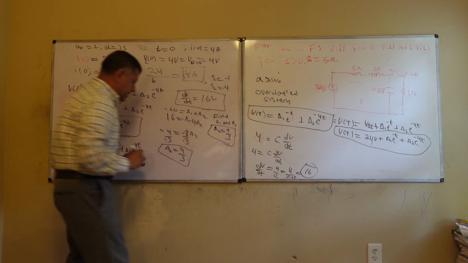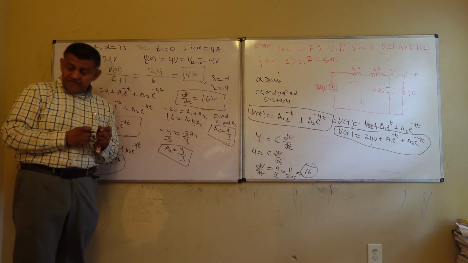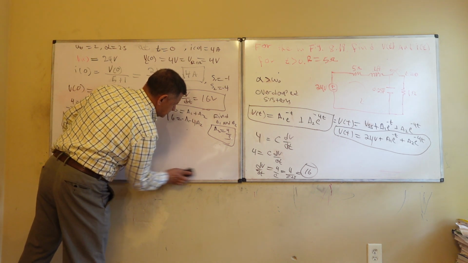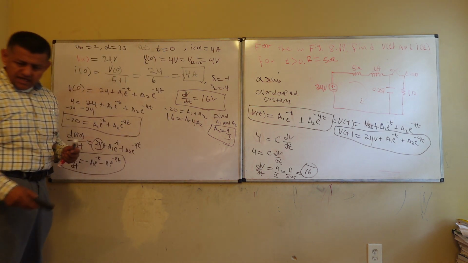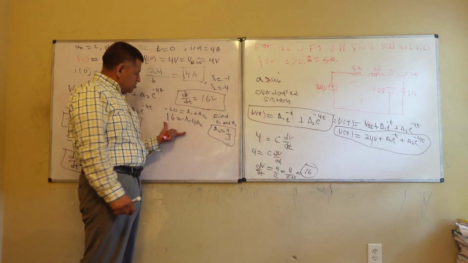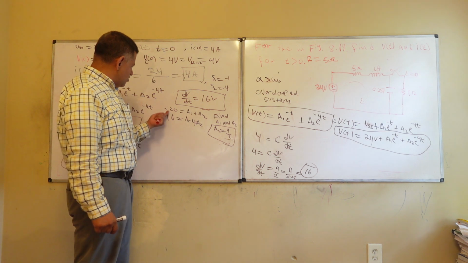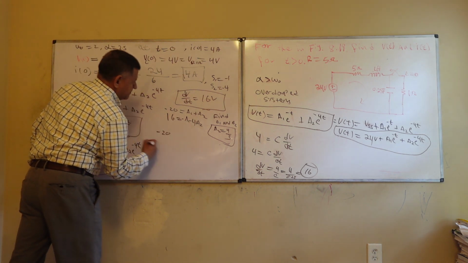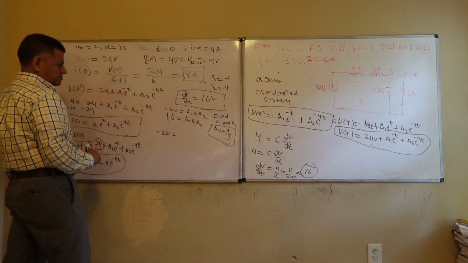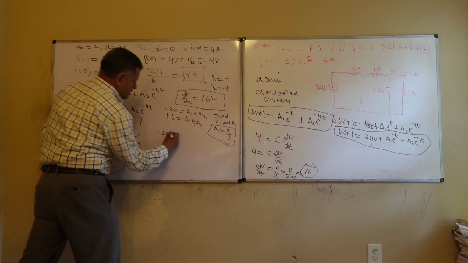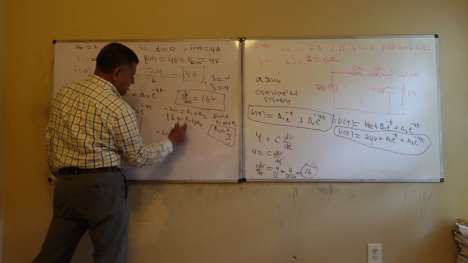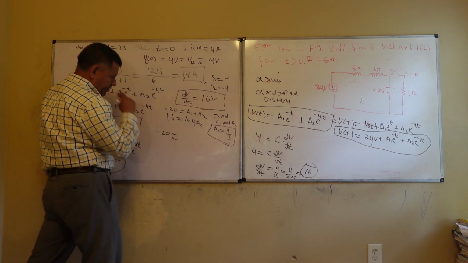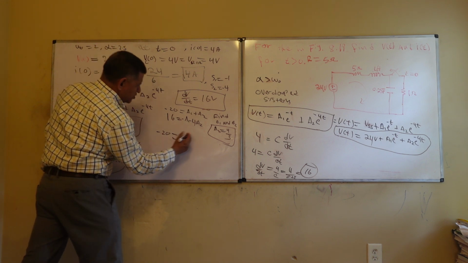And I need to find A1. So how do I find A1? Going back to the high school times, substitution, all that, you can use any of these equations in order to find this. So I'm going to be using probably that one on top. So negative 20 is equal to A1 plus A2, and A2 is going to be this one.